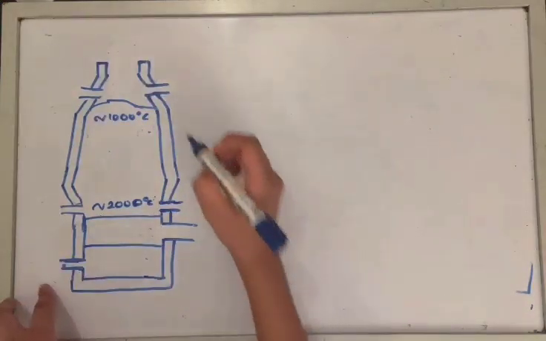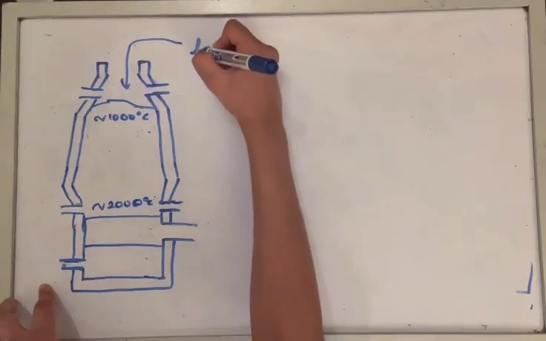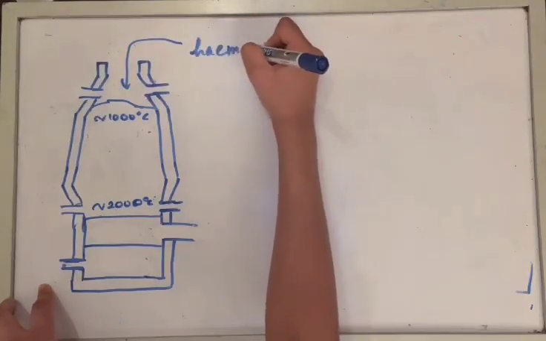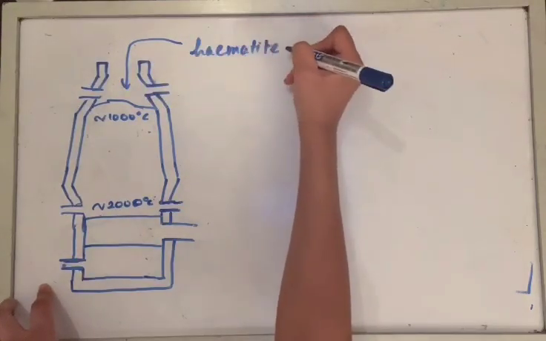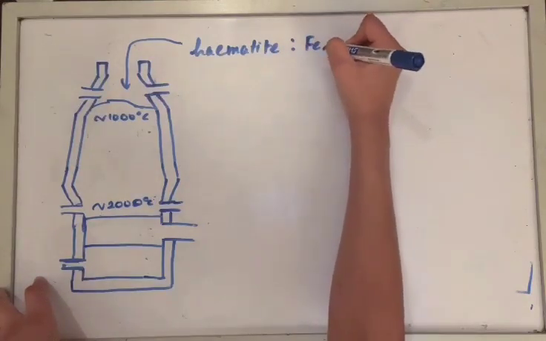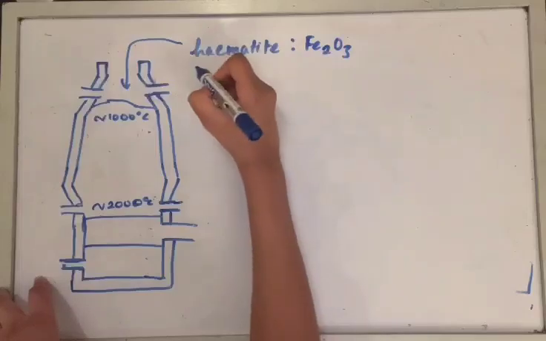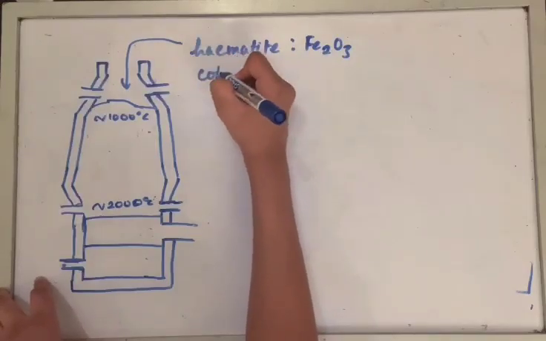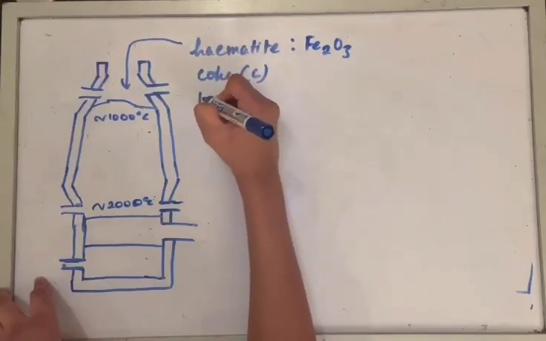Into the blast furnace, three things are added: the hematite, which contains iron in the form of iron 3 oxide, Fe2O3, coke, which is carbon, and limestone.